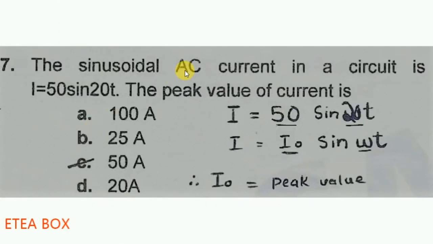The sinusoidal AC current in a circuit is I is equal to 50 sine 20t. The peak value of the current is, now look here, I is equal to 50 sine 20t, and we know that I is equal to I naught sine omega t, where I naught is the peak value. So the peak value I naught will be equal to 50 ampere, and omega is equal to 20. The required here is the peak value of the current. So option C is the correct here. You have to compare the basic equation and the given equation.